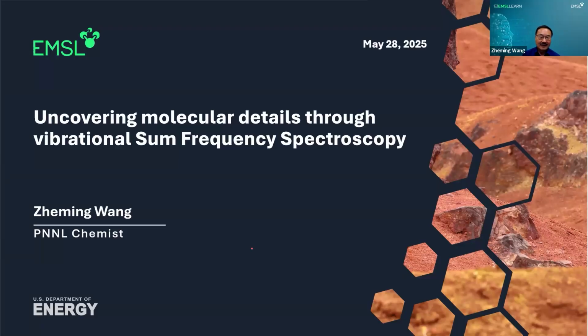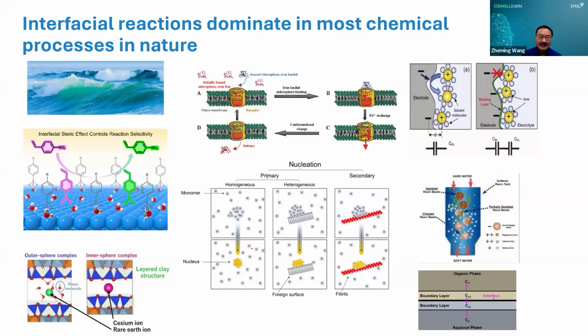Okay, here's my title. Uncovering molecular details through vibrational sum-frequency spectroscopy. We know that interfacial reactions dominate in most chemical processes in nature and also in many chemical processes in the engineered world. I give a few examples here, from the top right, where we have the electrode for electrolysis of battery operations, to ion exchange and solvent extraction, to a lot of the nucleation and precipitation processes, as well as in nature, like the iron cycling process by microorganisms. And also, for a lot of critical elements, they are adsorbed at clays and phyllosilicate minerals at the interlayers, where the reactions and the adsorption also occur at the interface.